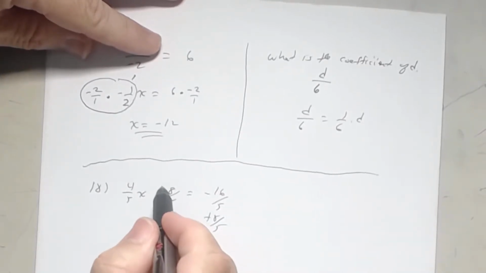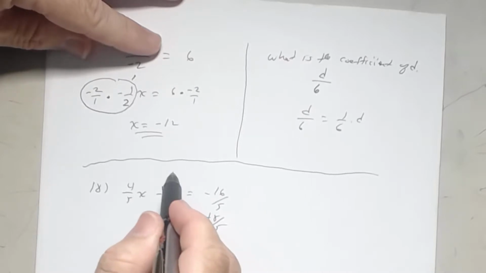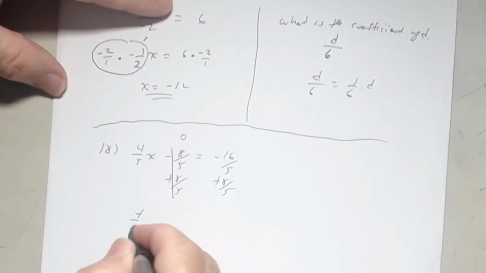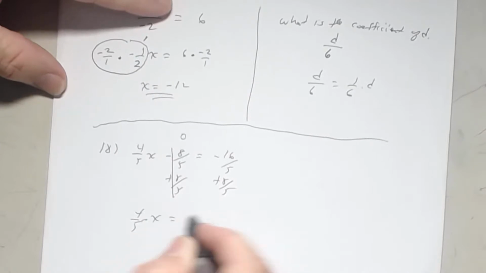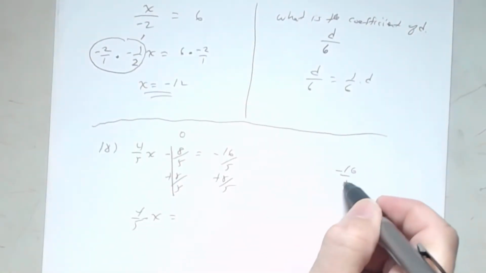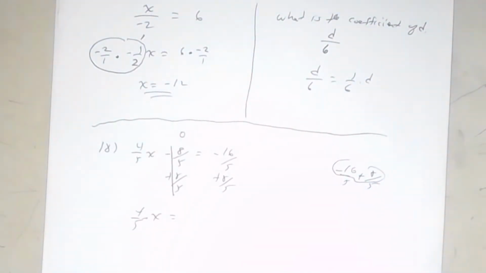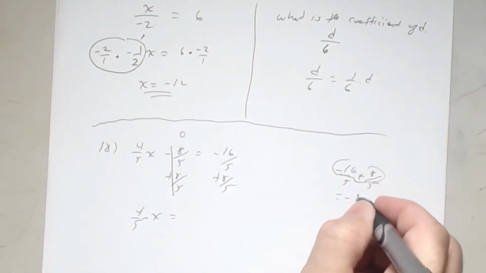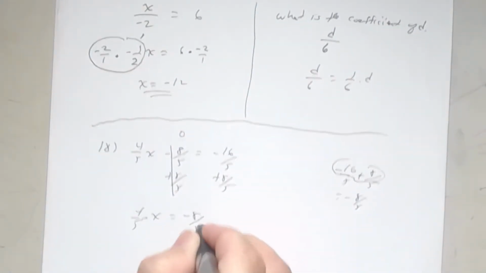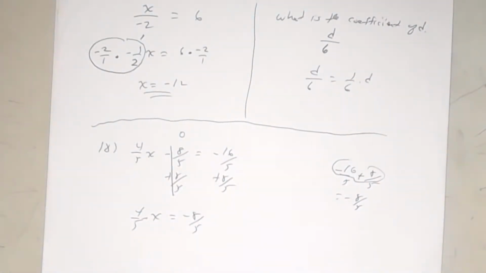Right, and then a negative 8/5 and a positive 8/5 is 0. So you get 4/5 x equals. All right, now we have a negative 16/5 plus a positive 8/5. So it's a negative 8/5, and remember the denominators are the same. And now that kind of looks like one of the problems you just did. So do you want to divide both sides by 4/5 or multiply by the reciprocal? Multiply by the reciprocal. So what's the reciprocal of 4/5?